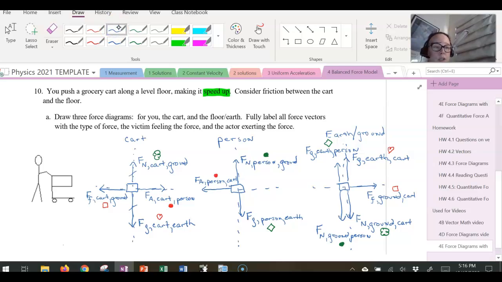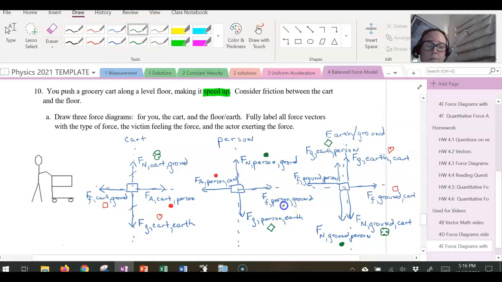So the cart is trying to pull the person to the left, right? See this applied force on the person by the cart? Why doesn't the person topple over when they get pushed to the left by the cart? It's because there's a force of friction that's opposing them getting pushed to the left. So there's a friction force on the person by the ground. And therefore, there's a friction force on the ground by the person. And those are Newton's third law pairs.